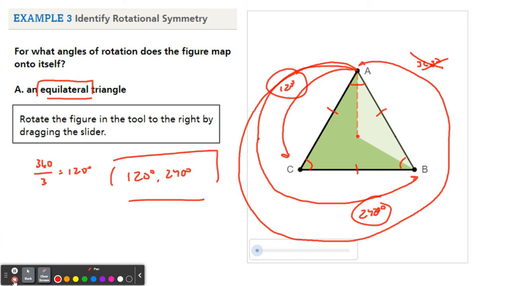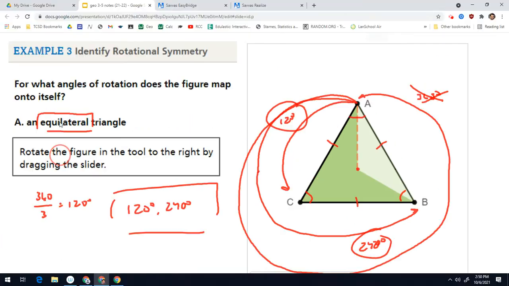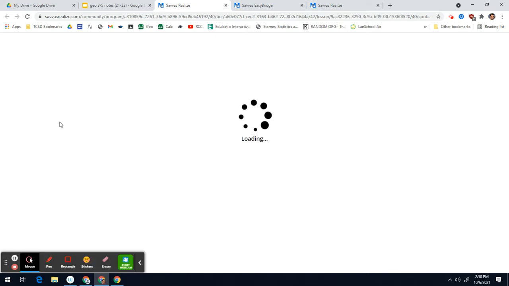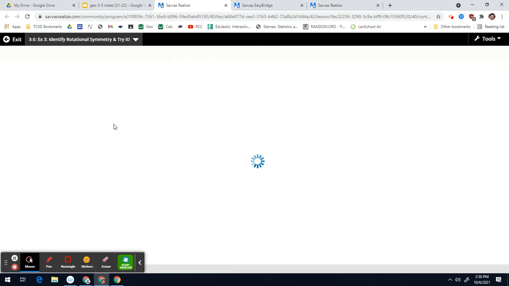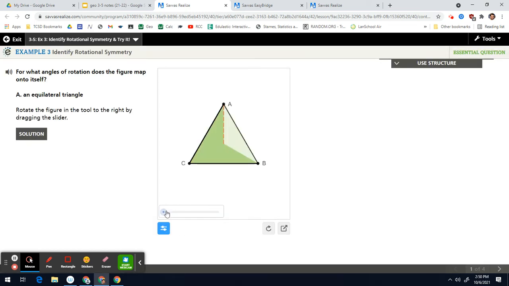Now I'm going to click and go to Desmos so we can take a look at this visually, right? Again, gotta love technology, how it makes things a little bit more eye-opening. So I have this slider here where I can actually rotate it. So let's see what it does. See how it's rotating? So not 90, but if I go, there we go, 120. See how it maps on itself?